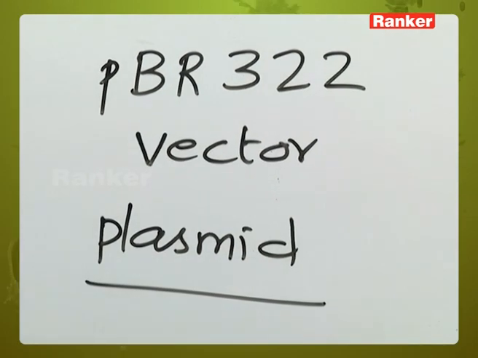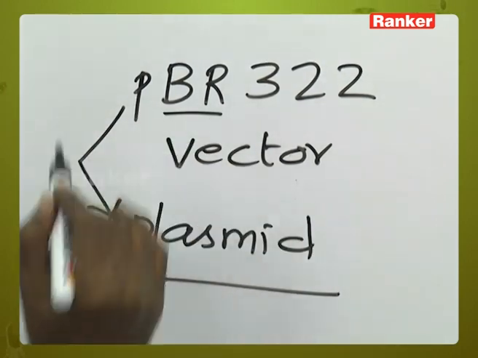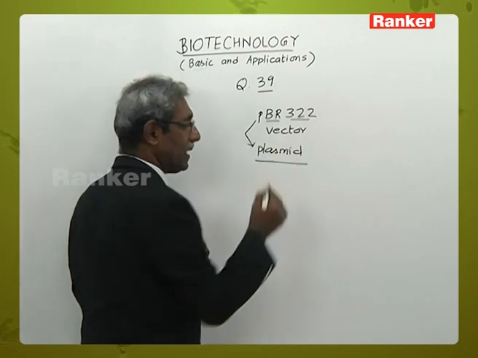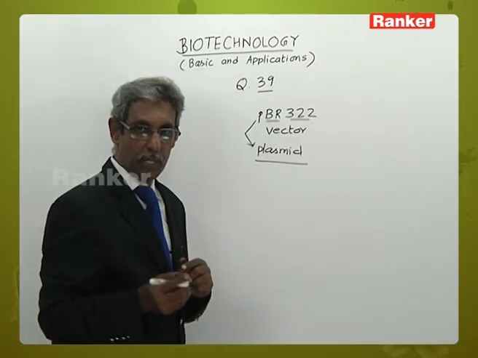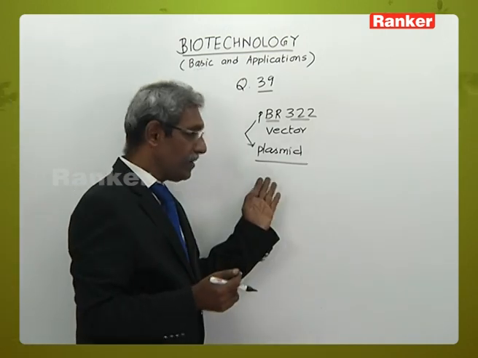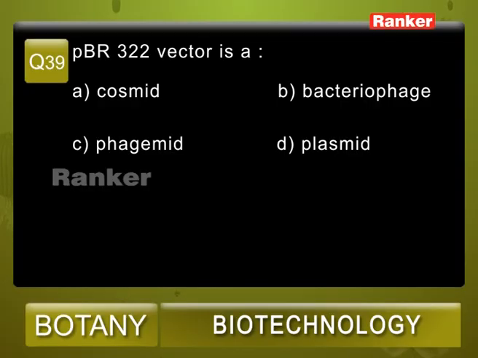pBR322. p refers to plasmid, BR refers to Bolivar and Rodriguez, and 322 the numerical series of the particular vector, and this is the most efficient vector with relation to genetic engineering, and maybe it is the first generation of vectors which are used in gene cloning. Hence, the right answer is D, plasmid.